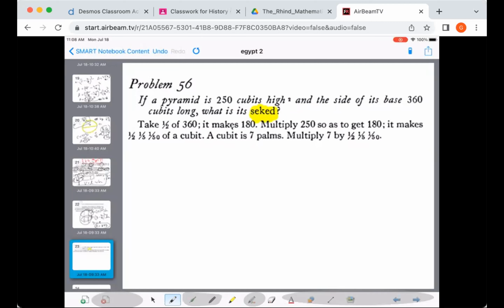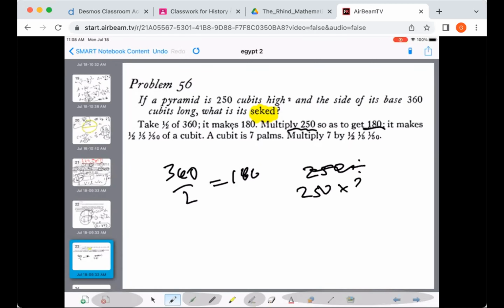They say take 360 divided by 2, it's 180. Then it says multiply 250 so as to get 180. So that's basically 180 divided by 250, or 250 times what equals 180. And they get this unusual 1/2, 1/5, 1/50. And then they multiply that by 7.